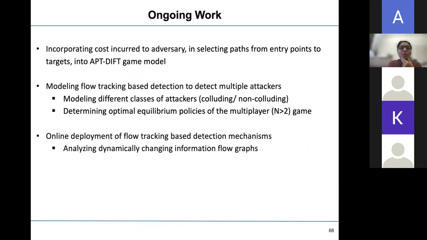Some of our ongoing work is how to incorporate the cost of the adversary in selecting these paths, and also how to deal with multiple attackers. We have an initial work. So this is a two-player game, right? We consider a single attacker. What if there are multiple attackers, which could be colluding and non-colluding? These are some of the questions, and also online deployment, like how to do this in an online fashion.